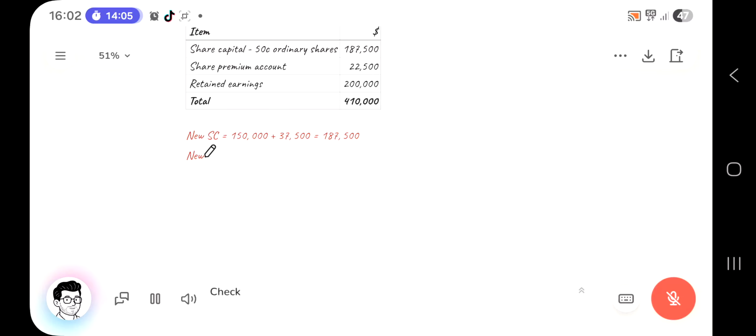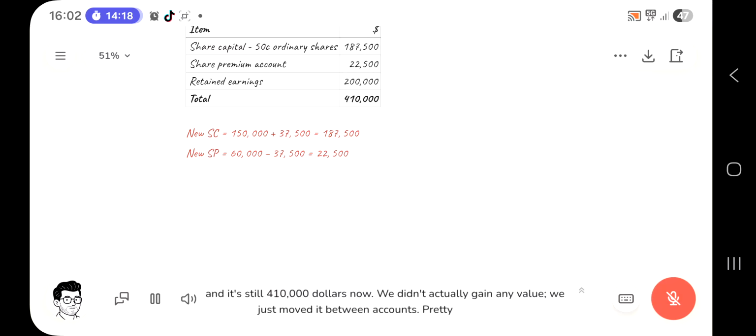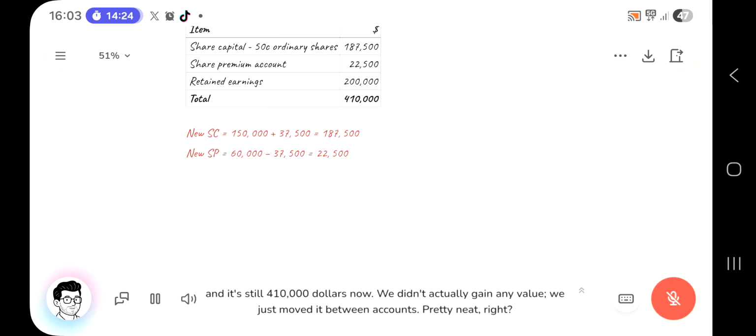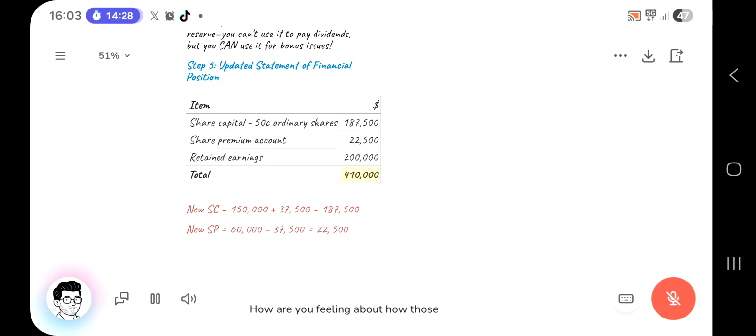Check this out. Look at the total equity. It was $410,000 before, and it's still $410,000 now. We didn't actually gain any value. We just moved it between accounts. Pretty neat, right? How are you feeling about how those totals changed?